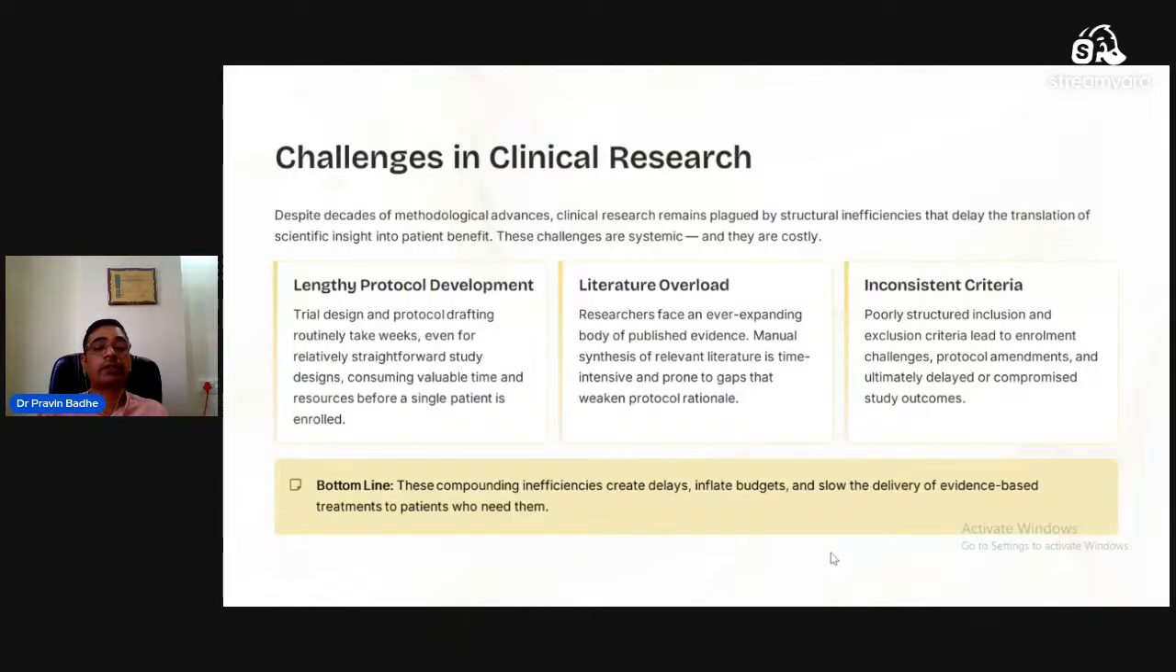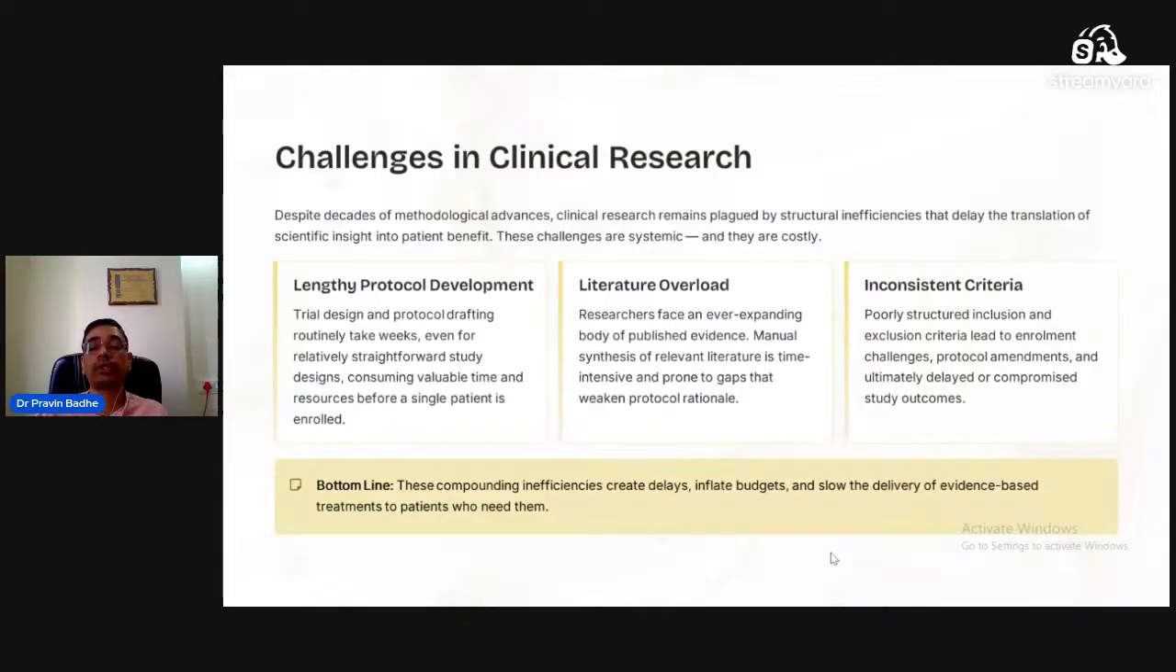And it is with the manual work, it is taking weeks and months. So designing is actually taking valuable time. But again, without that, it will be very difficult to have a structured inclusion-exclusion criteria, which is a very important part of the protocol drafting.